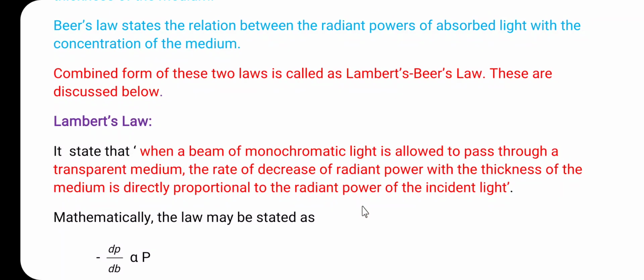The statement is: when a beam of monochromatic light is allowed to pass through a transparent medium. Friends, when we consider Lambert's law, the light should be monochromatic, and all of you know what monochromatic light is: light which contains a single wavelength. The medium should be transparent, that means the cell used for the experiment should be prepared from glass. When a beam of monochromatic light is allowed to pass through the transparent medium, the rate of decrease of radiant power with the thickness of the medium is directly proportional to the radiant power of the incident light. This is the statement of Lambert's law.